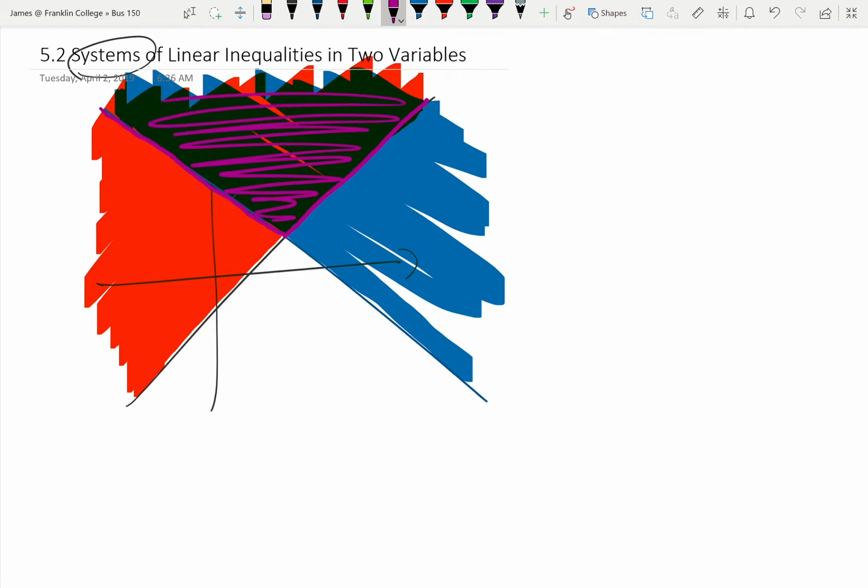And just to note, we're also going to be interested in this point right here. That might be what I would call like an extreme point or a corner solution to our solution set that might be of interest to us. Alright, so let's do an example.